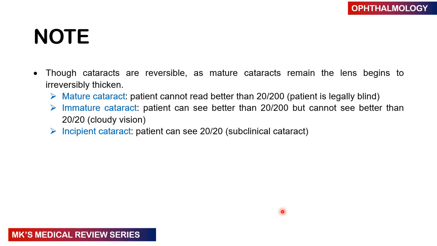Even though some cataracts may be reversible potentially, as they mature, they will remain, and the lens is going to be irreversibly thickening. So with a mature cataract, the patient is not going to be able to read, so they have a visual acuity of 20/200, and the patient is said to be legally blind. And of course, with the immature cataract, the patient can see better than 20/200, but they cannot see better than 20/20, so they have clouded vision. Then of course, with an incipient cataract, the patient cannot see 20/20, so they have subclinical cataracts.